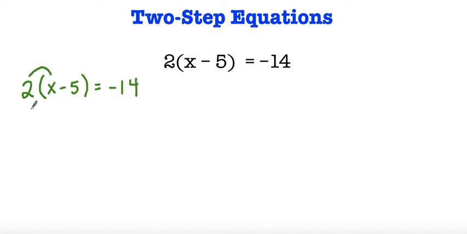So 2 times x is 2x. 2 times negative 5 is negative 10. And that equals negative 14.